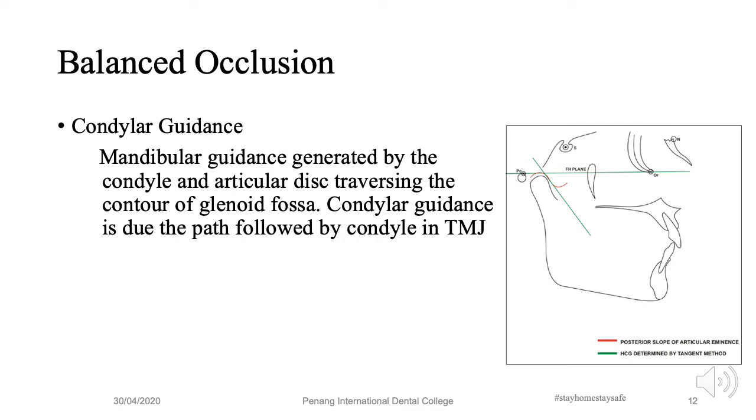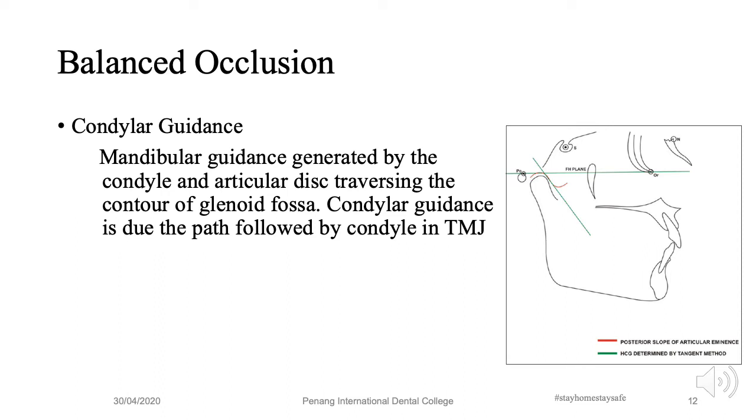First one is condylar guidance. So mandibular guidance generated by the condyle and the articulating disc traversing the contour of the glenoid fossa. Condylar guidance is due to the path followed by the condyle in the TMJ. That is, as I spoke, condylar guidance or the condylar angle. What you see in the figure, you see 2 green lines.